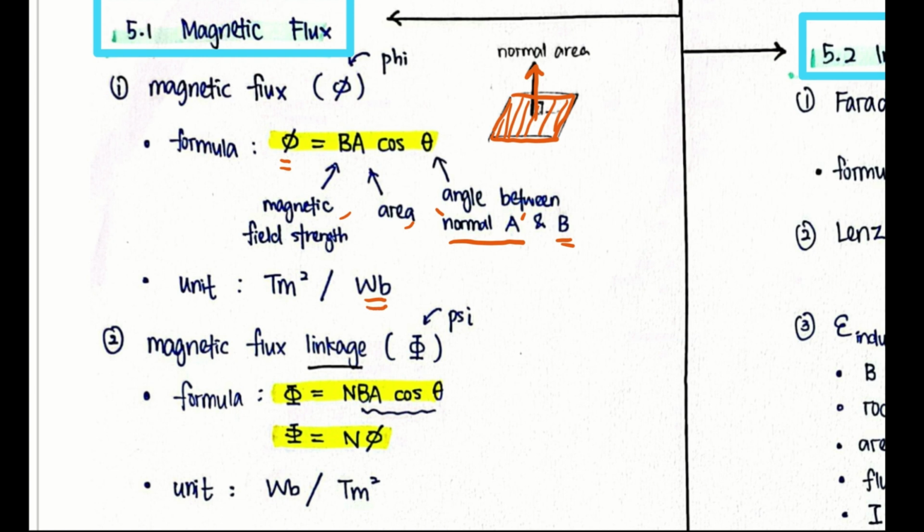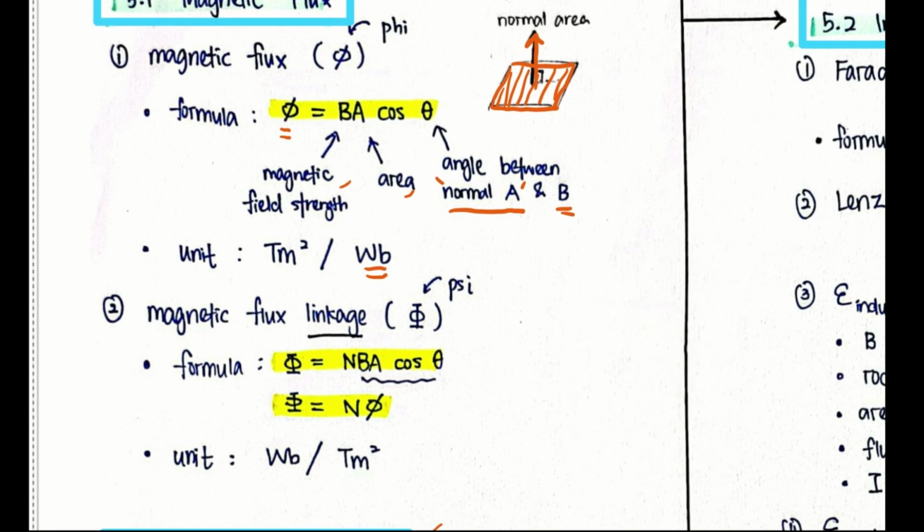You can also find the magnetic flux linkage. This is also known as the total magnetic flux. This quantity is equal to the number of turns multiplied by the magnetic flux. If you expand the equation, magnetic flux is equal to BA cos theta, then you'll have NBA cos theta.